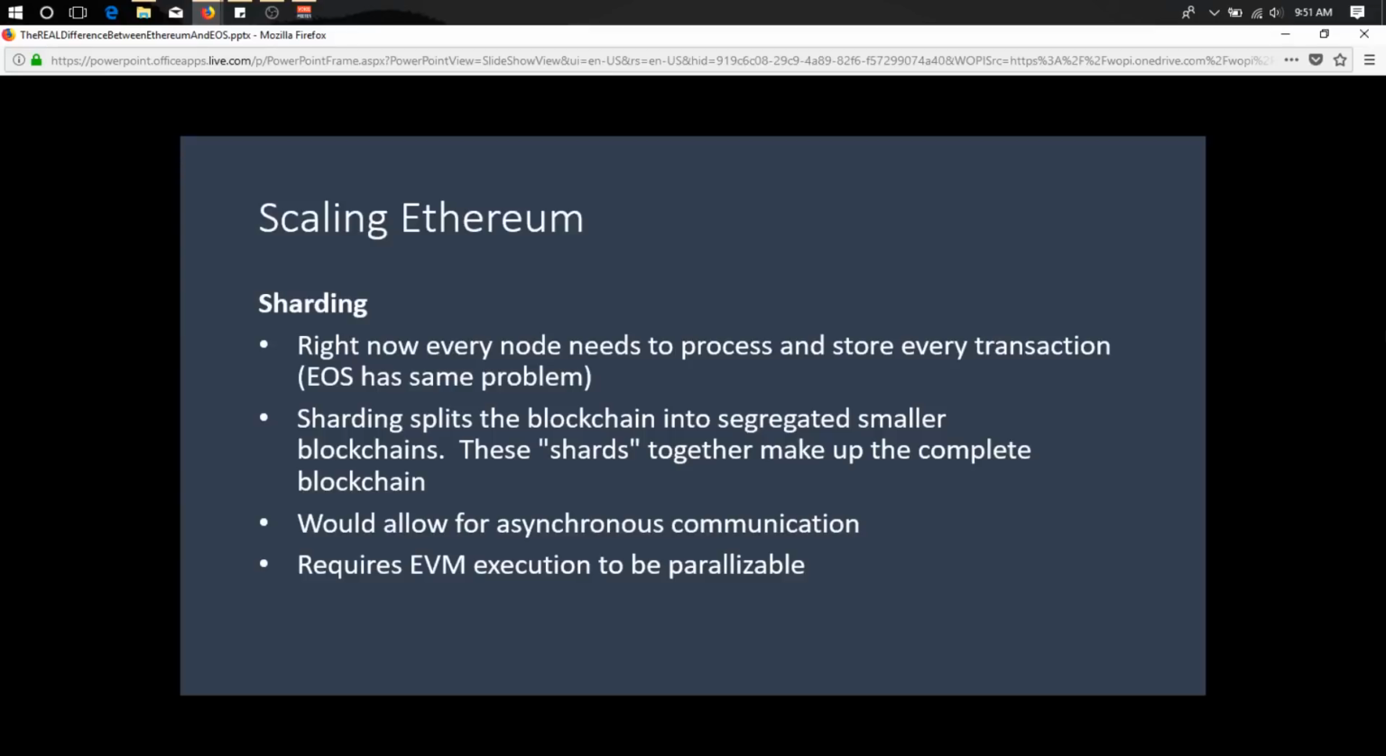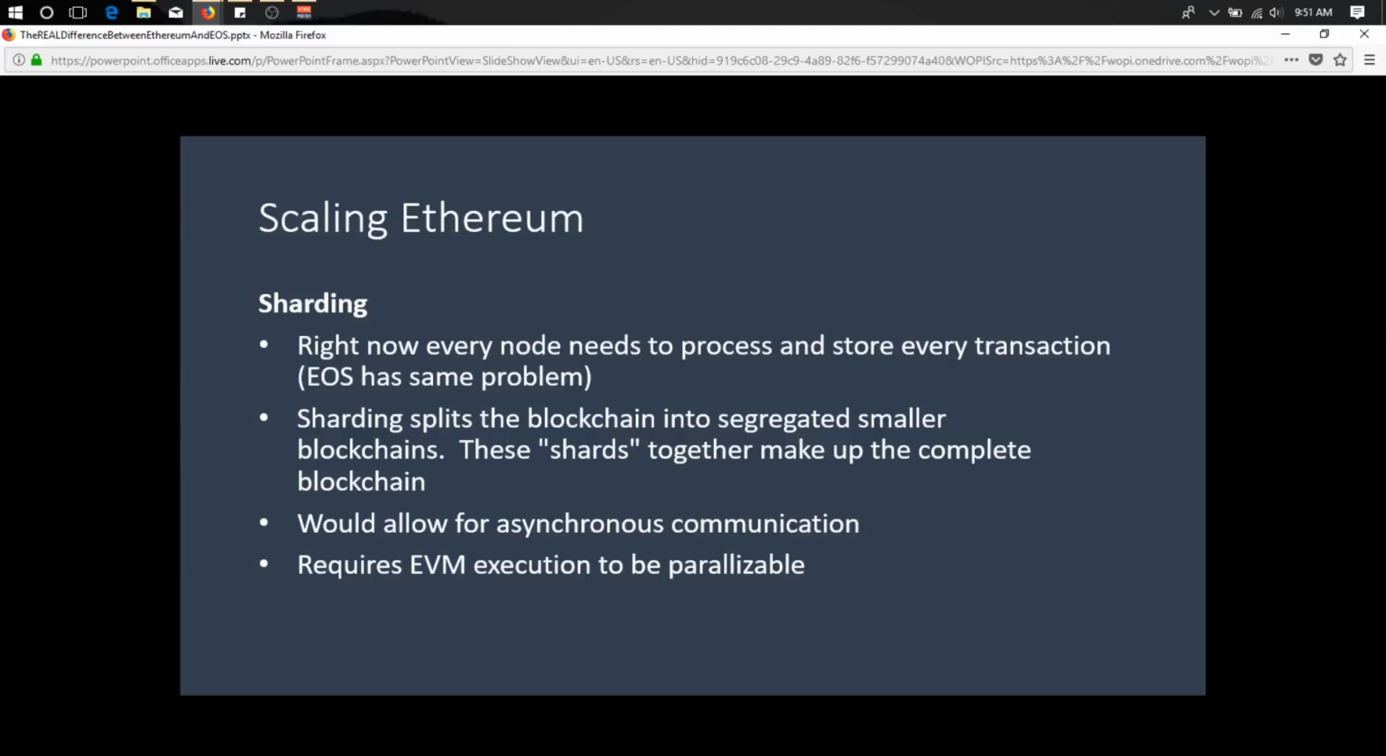Next up is sharding. Before you can understand why sharding is important, you must know that right now, every blockchain node needs to process and store every transaction. Also note that this is true in EOS as well. This adds up over time because the blockchain grows to storing many gigabytes worth of data, and although storage gets cheaper over time, downloading the entire blockchain to every node is not practical.